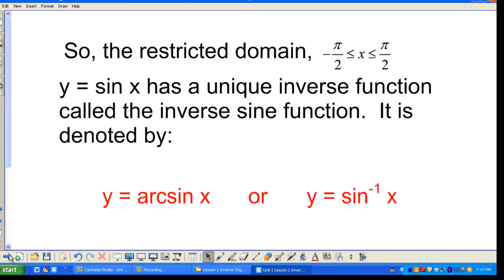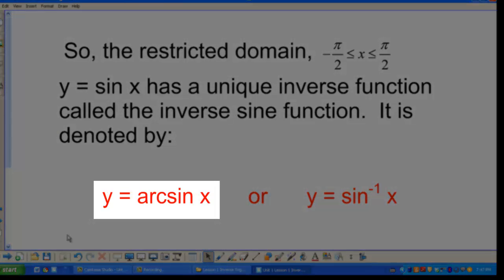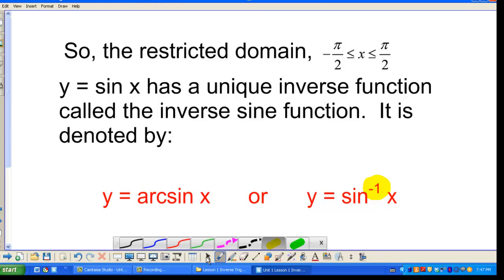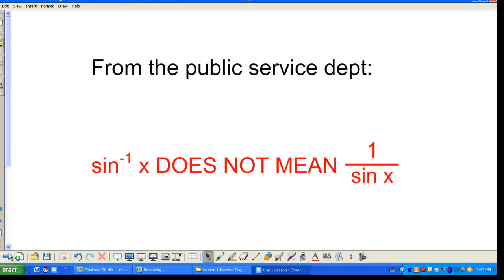So the restricted domain from negative pi over 2 to pi over 2 for y equals sine of x has a unique inverse function called the inverse sine function. We can denote that as the arc sine of x, or we can talk about it as the inverse sine of x. So this notation right here, that's not an exponent or a reciprocal, it's the inverse sine.